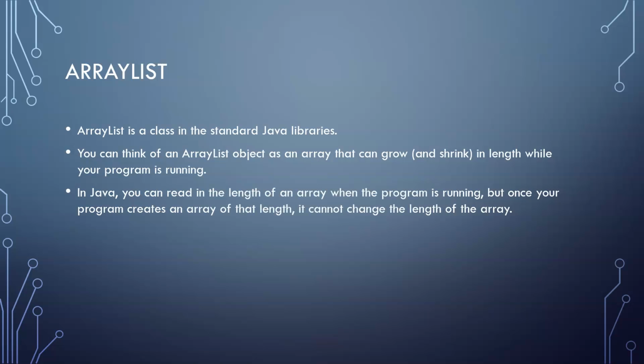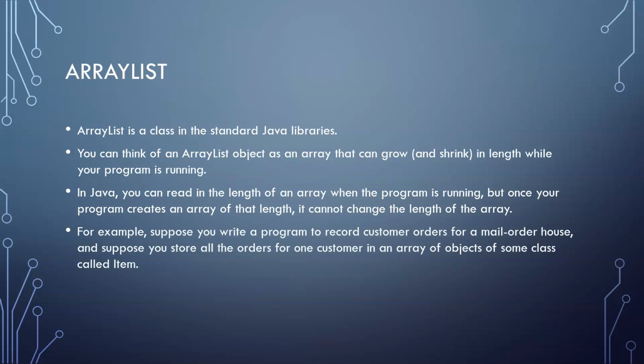Now in Java, you can read in the length of an array while the program is running, but once your program creates an array of that length, you can't change the length of the array. Now, with a traditional array, it's fixed. So if you have an array, let's say of size 12, once you hit execute, that array will be fixed at size 12. There's no changing. You can't make it bigger, can't make it smaller. There's no way to modify it. You could copy the contents over to a bigger or smaller array, but that's not necessarily manipulating the original array. That's finding a new array.